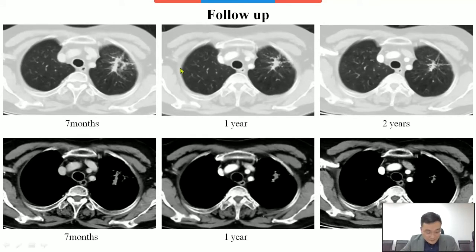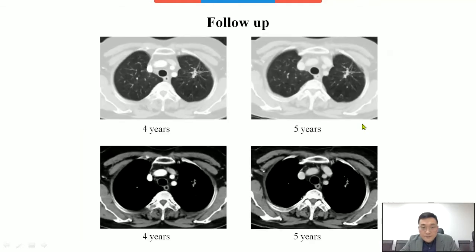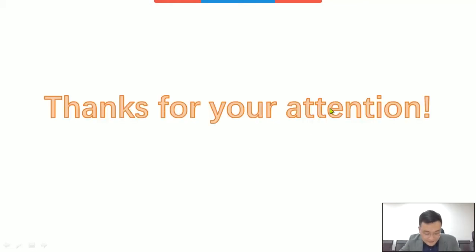Long-term follow-up showed the ablated lesion was stable and gradually shrunk at 7 months, 1 year, 2 years, 4 years, and 5 years, and it developed into fibrosis at 5 years. Okay, that is all of my presentation today.